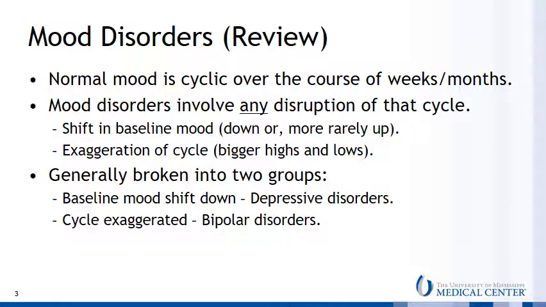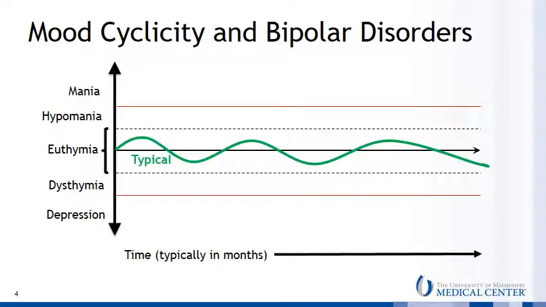As a quick review, remember that normal mood is cyclic over time around a euthymic baseline. Mood disorders involve any disruption of that cycle. Previous modules have discussed depressive disorders in which that baseline is shifted down. This module will focus on the bipolar disorders in which there is significant exaggeration of the normal mood cycle.